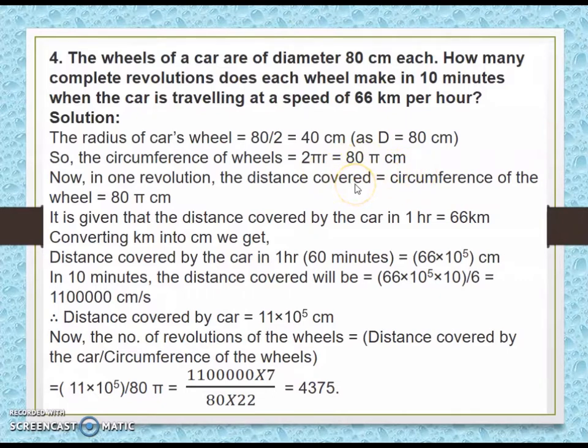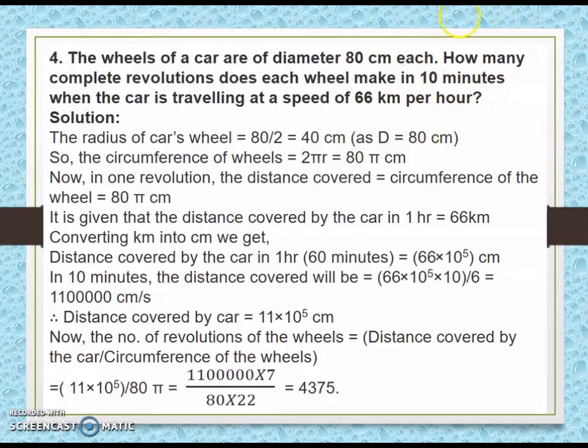Now when this wheel is rotating, in one rotation, that is one time when the wheel moves, the distance it covers is actually the circumference of that wheel. The circumference is only the distance covered by the wheel in one revolution. So if it is having a circumference of 80 pi centimeter, in one revolution, it can cover 80 pi centimeters of distance on the road. That is the meaning.